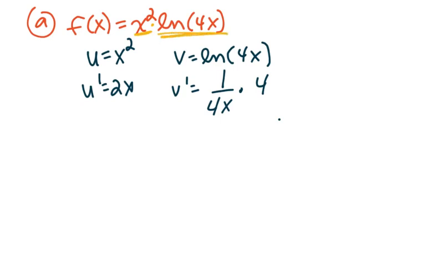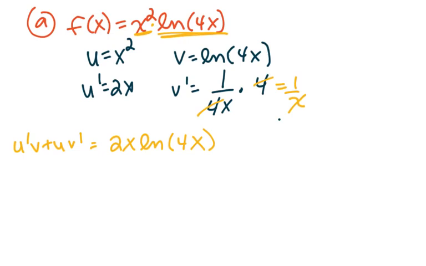As you heard in the videos, I say to you, if you speak out what you are writing down, it helps you hear what rule you're using. So when I read this, I'm going to say x squared times ln of 4x. And right away I hear the word times, and I think product rule. This simplifies to be 1 over x, and now we're going to use product rule. So u prime v plus uv prime. U prime is 2x. V is ln of 4x, so u prime v plus u v prime.